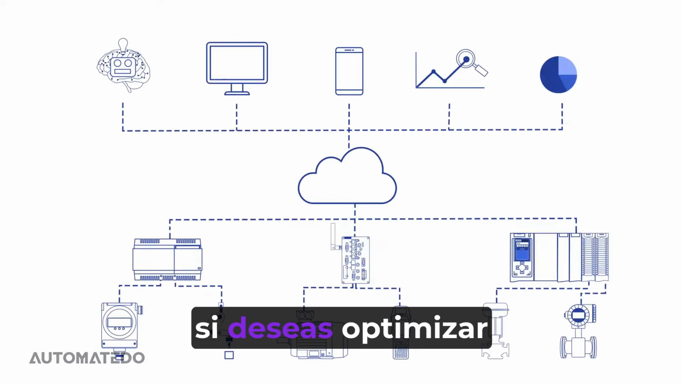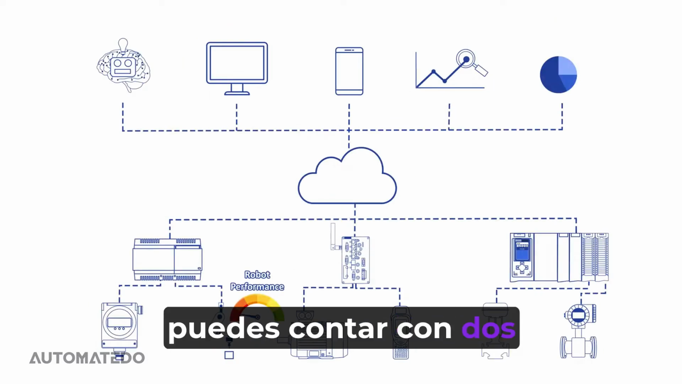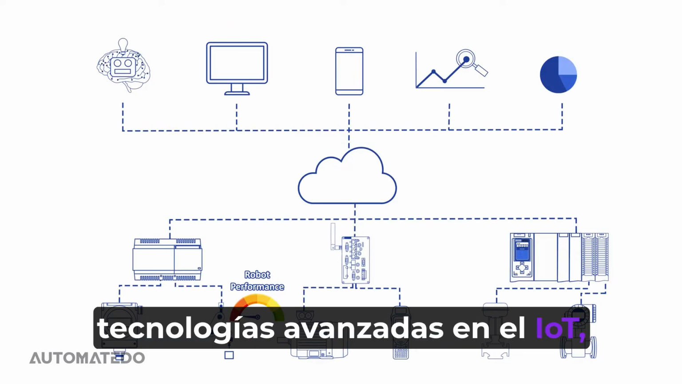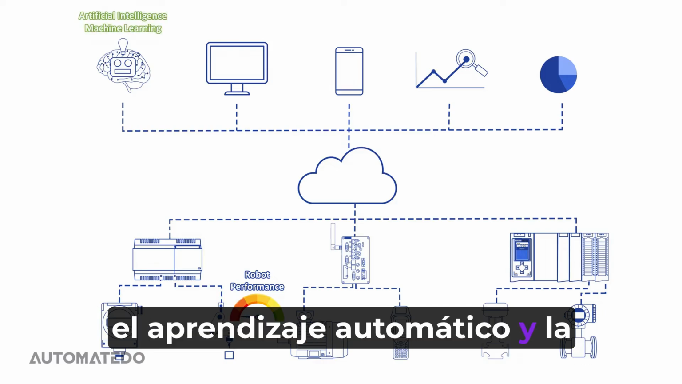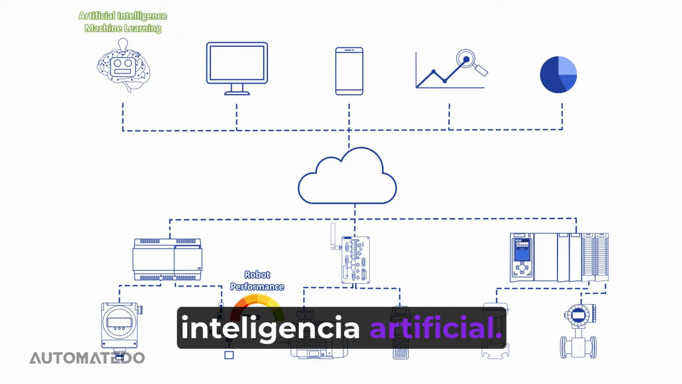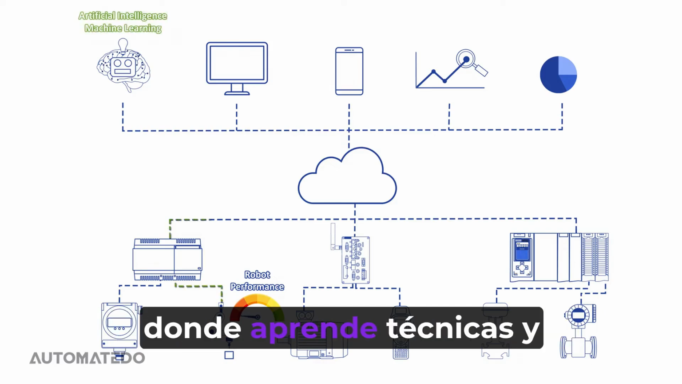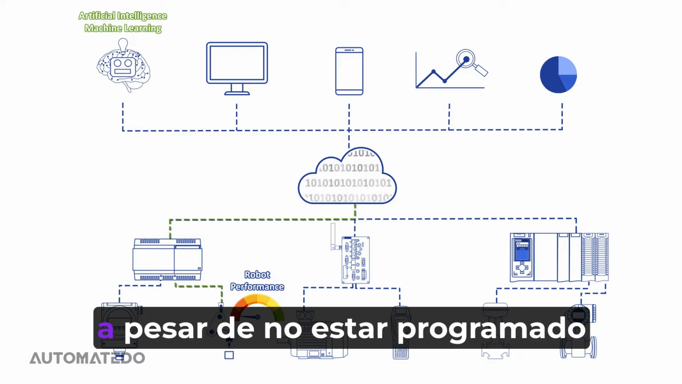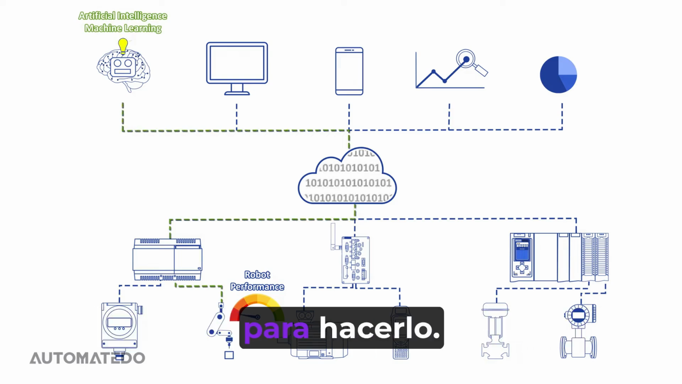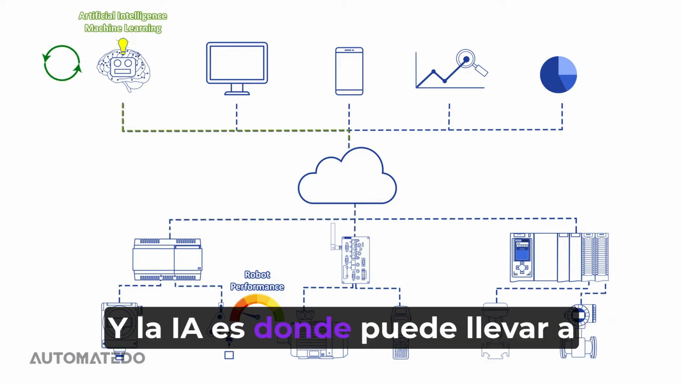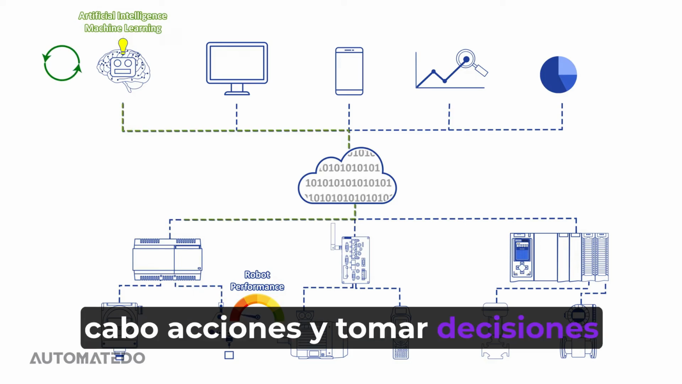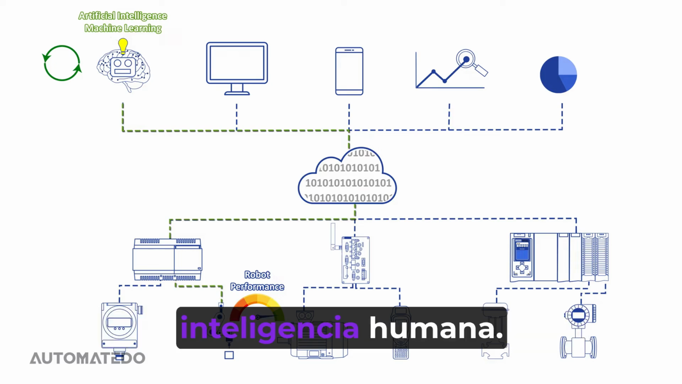And finally, if you want to optimize production, you can count on two advanced technologies in the IoT system: machine learning and artificial intelligence. Machine learning is where it learns techniques and processes on its own despite not being programmed to do so. And AI is where it can carry out actions and make choices that traditionally need human intellect.